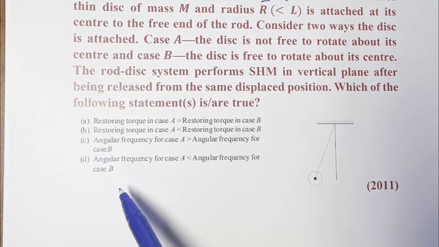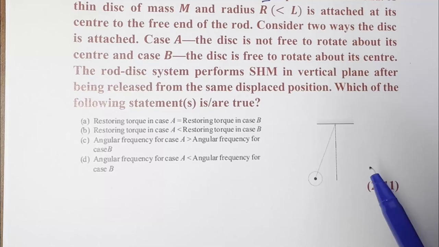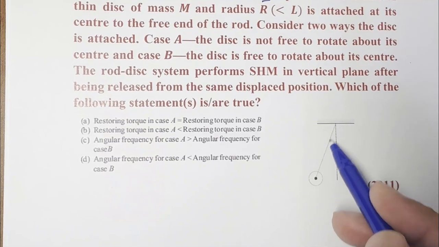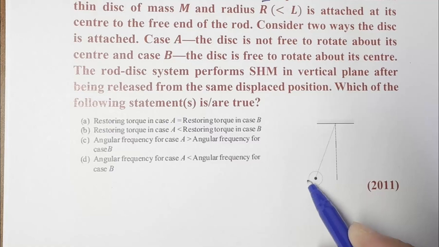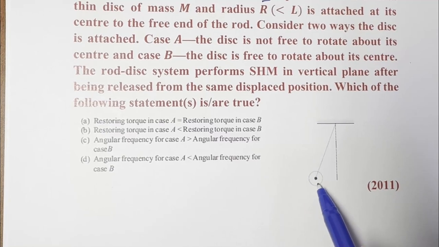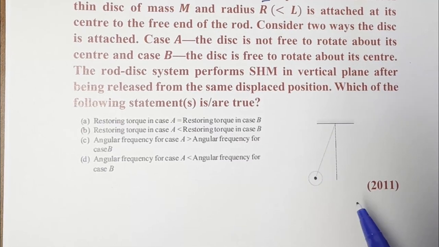So these are the four statements, and both statements are a combination of restoring torque as well as angular frequency. So this is the mean position of the rod, and this is the displaced position, and we have the disc. In the two cases, in the first case the disc is not free to rotate, and in the second case this disc is free to rotate about this joint, which is at the point where it is connected to the rod. We have to find out the relationship between the restoring torque in case A and case B, as well as the angular frequency in case A and case B.